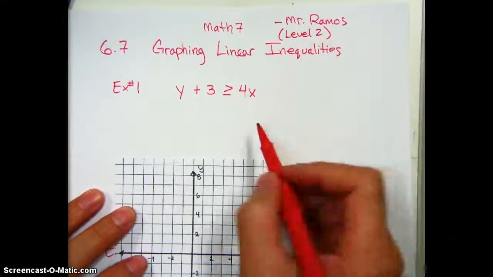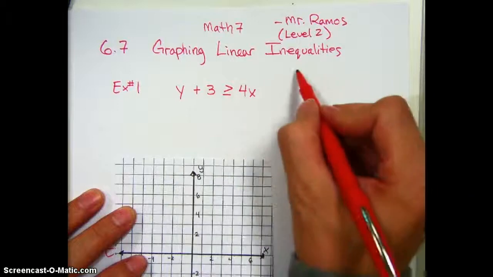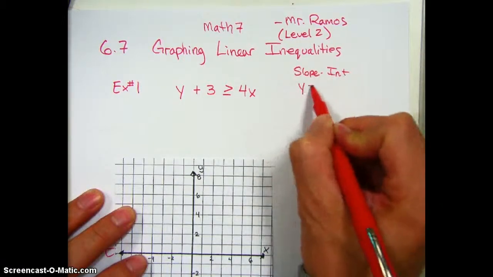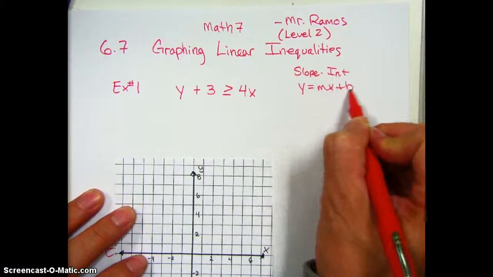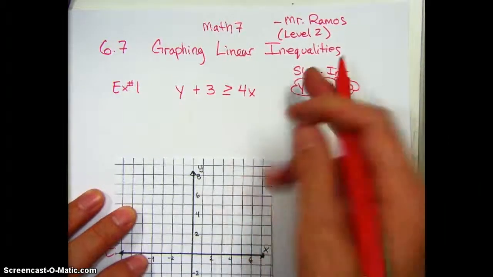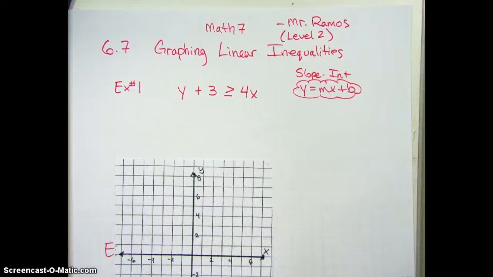What makes this a level 2 question is this is not in slope-intercept form yet. This is not a yummy Mexican burrito, if you remember that from class. Okay, that has no math to do with it, but it helps you remember your slope-intercept form. Okay, so let's go ahead and try this one out.